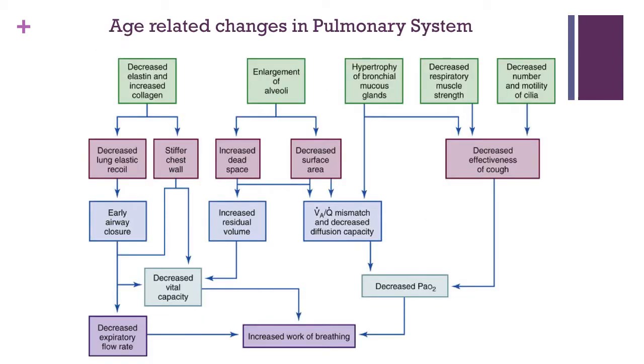And lastly, it is important to recognize that there are age-related changes in the pulmonary system, and that there is a little bit more of a tendency to get out of breath as we get older. We have decreased elasticity of our lungs as we age. We tend to have larger alveoli, and we have increasing dead space and decreased surface area. So again, we're not going to be diffusing quite as effectively as we did when we were younger. We may have hypertrophy of the bronchial mucus glands, so we produce additional mucus. We may have decreased respiratory muscle strength and decreased motility of the little cilia that help to sweep out the mucus in our lungs.